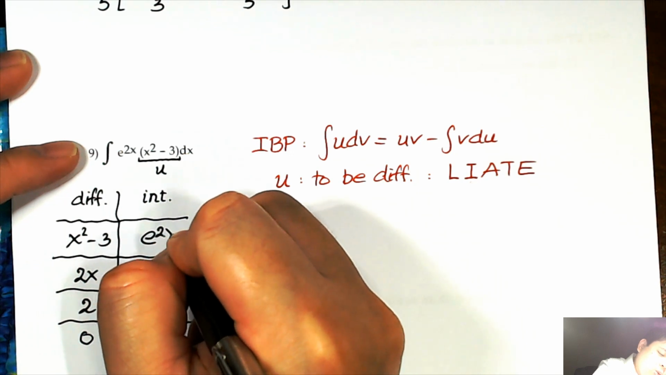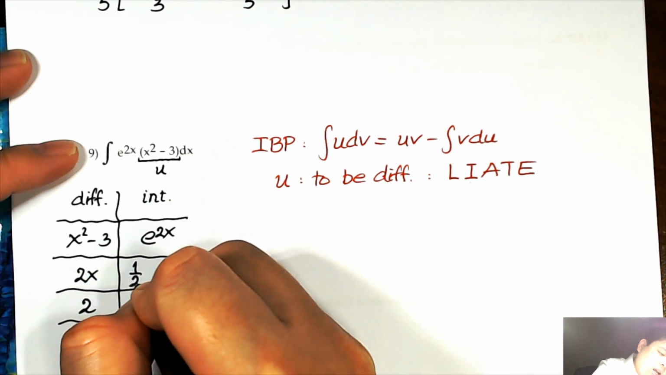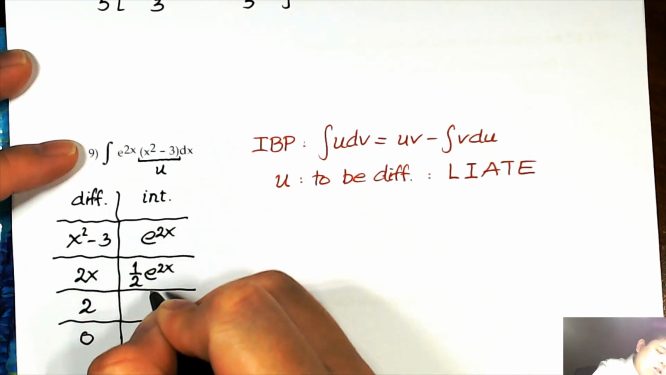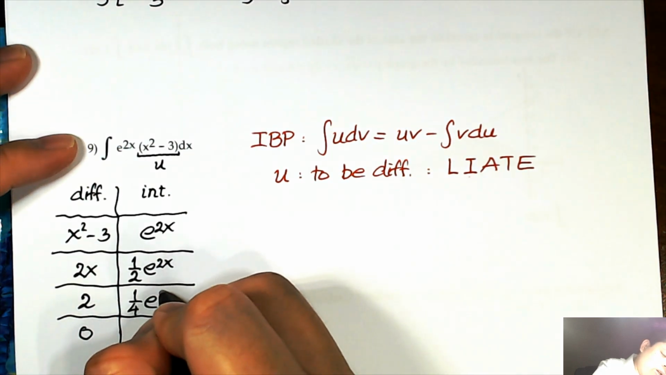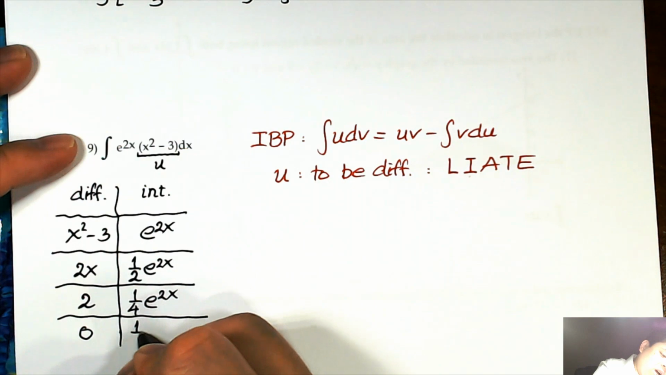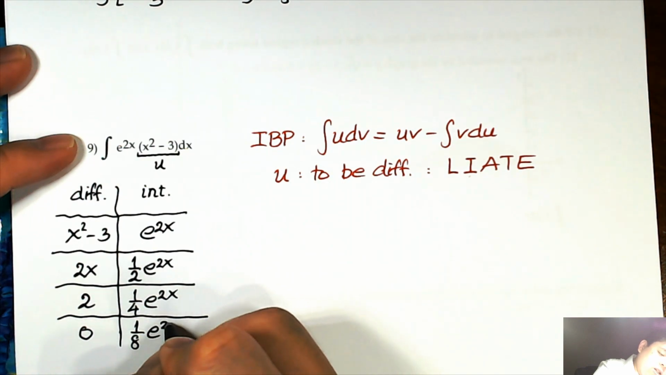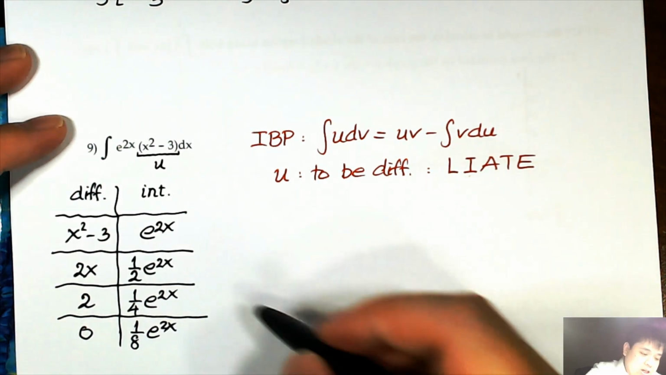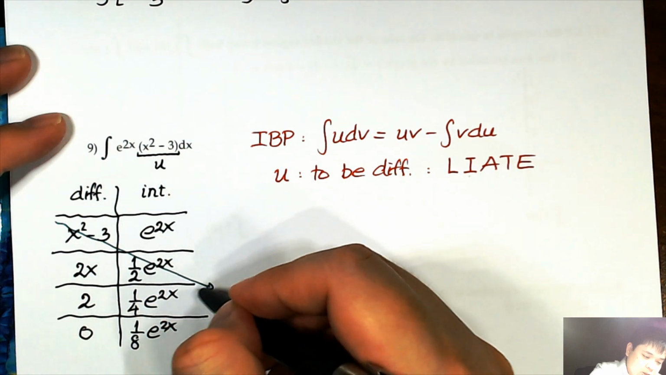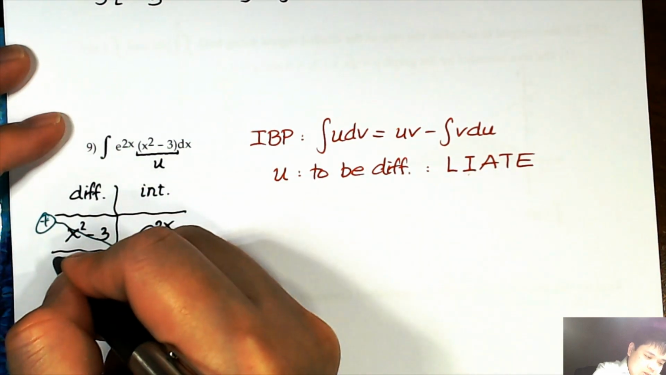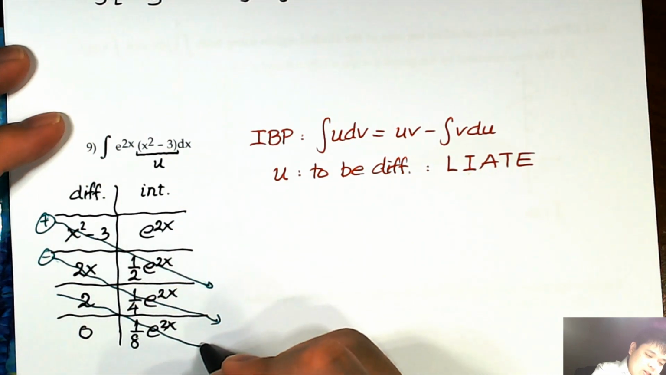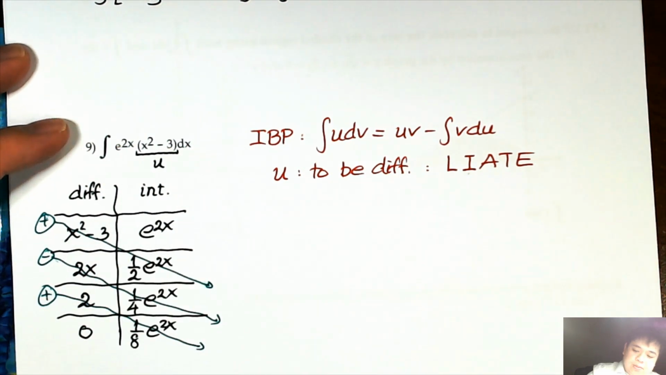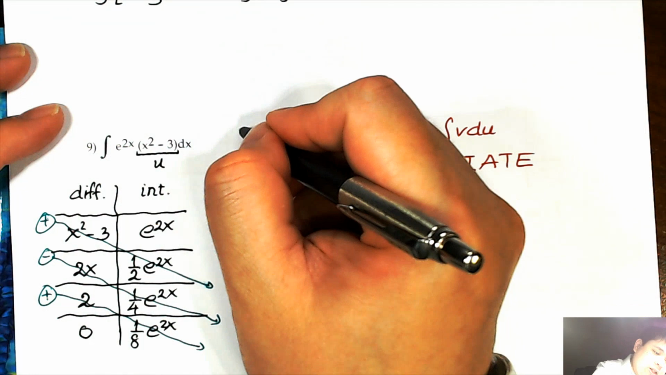e to the 2x, we integrate to get 1/2 e to the 2x. And then another 1/2 coming out, that's 1/4. And another 1/2 coming out, that's 1/8. Right. And then it is the diagonal: positive, negative, and positive.